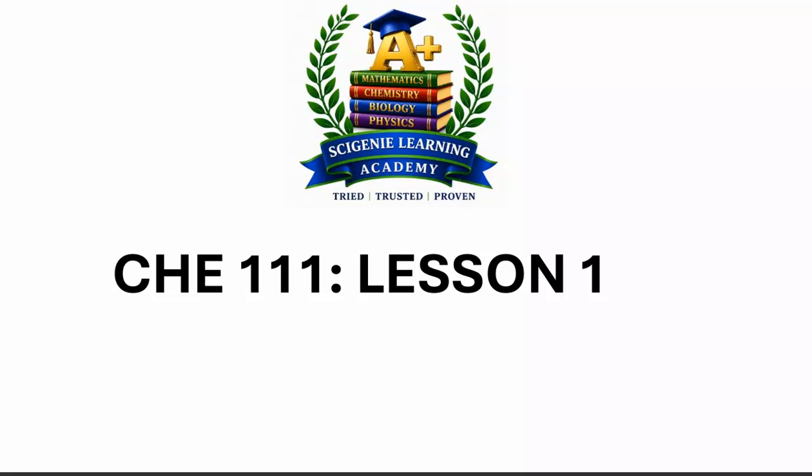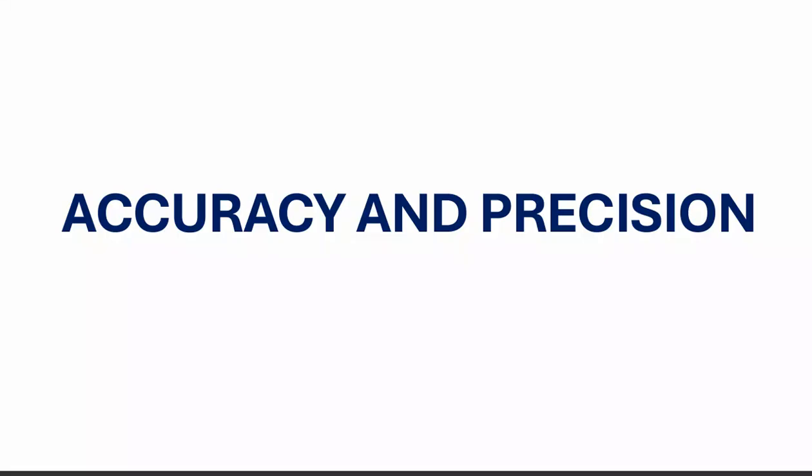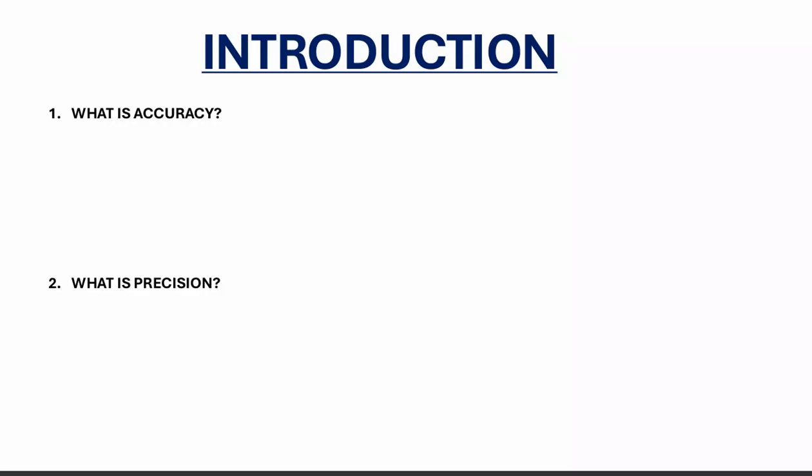We are going to introduce the first lesson in chemistry 101. In this lesson we are going to focus on accuracy and precision. This is a subtopic from measurement and units. For the basic introduction, you need to understand what accuracy and precision are, so I'm going to give a basic introduction.